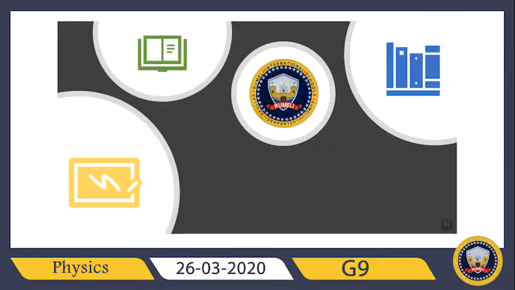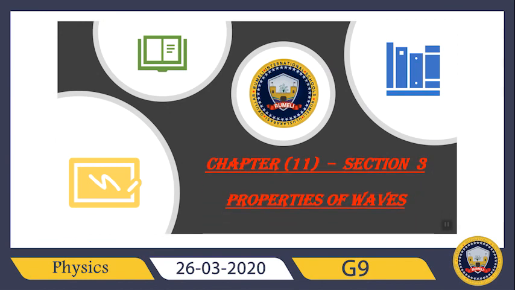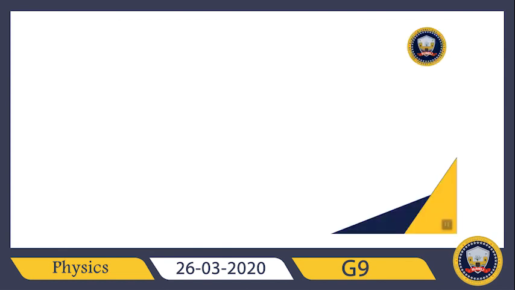Hello dear students, today we are going to continue our section 3, chapter 11, properties of waves. As we have studied before the types of waves, but today we are going to calculate the period, the frequency and the wave speed of a wave. So first of all, let's see the frequency and the period and the relation between them.